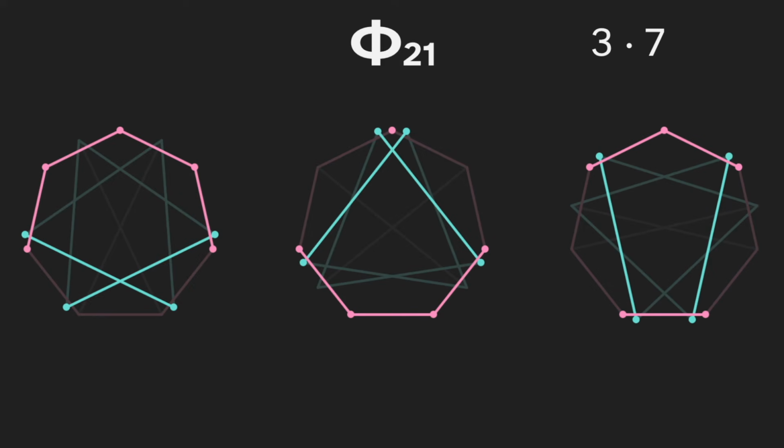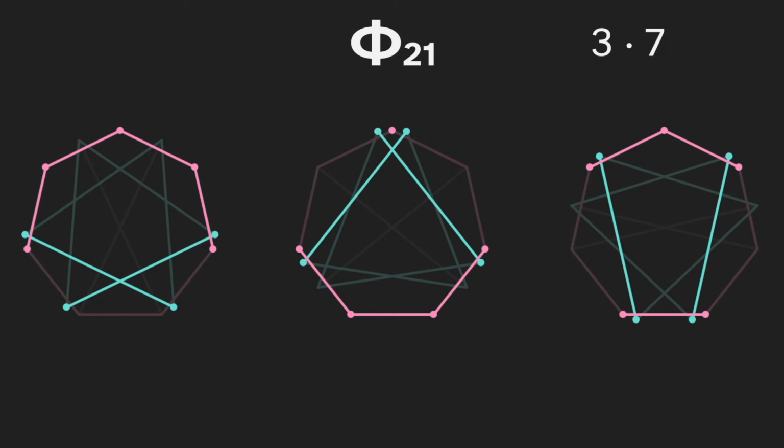So here is phi sub 21, which is 3 times 7. And here we get 3 shapes, but all of them have a heptagon and 2 triangles. The only difference, again, is which 2 points are missing. On the left, we have adjacent points. In the middle, they're separated by 1. And on the right, they're separated by 2.